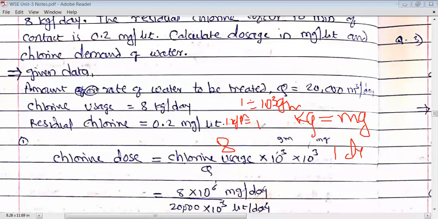1 gram is equal to 10 to the power 3 milligram. Milli means 10 to the power minus 3. So 1 gram is equal to 10 to the power 3 milligram, right?